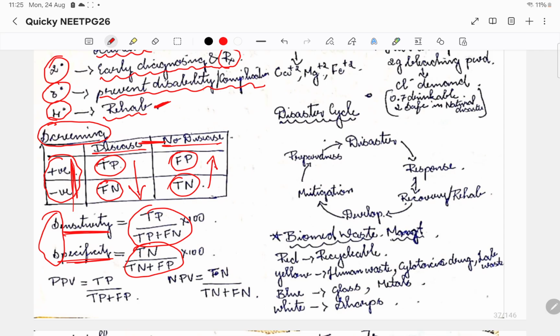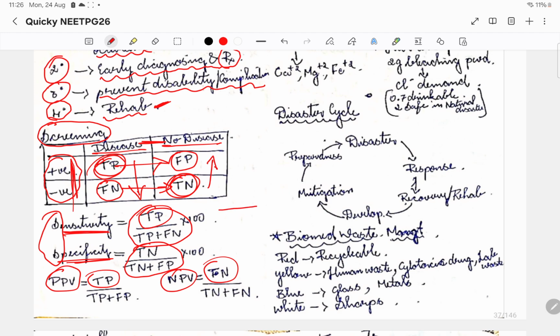So vertical is sensitivity and specificity, whereas for positive predictive value and negative predictive value, please calculate it this way. Positive is TP: for positive predictive value and sensitivity it is always TP, whereas in specificity it is going to be TN. Here also it is TN. So that is how you can calculate.